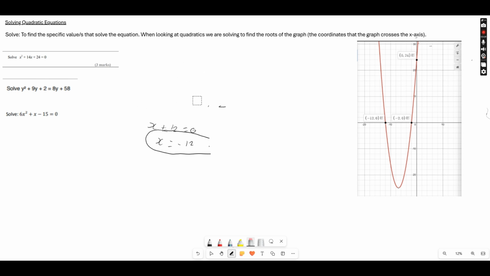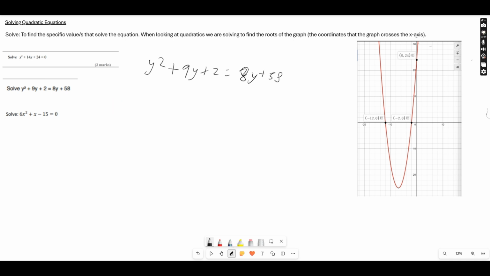So what we've got next is y squared plus 9y plus 2 equals 8y plus 57. So if you haven't seen it so far, what we are required to do for this one is to slightly manipulate the equation, just to get it in that quadratic form of ax squared plus bx plus c equals 0. Okay, so that's our first step. I'm just going to write this out.